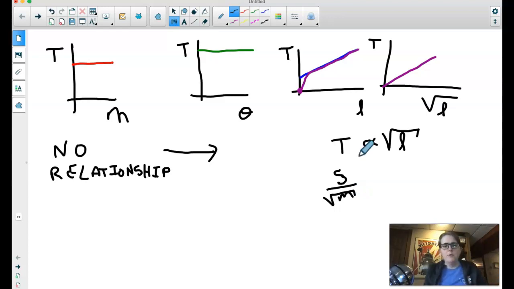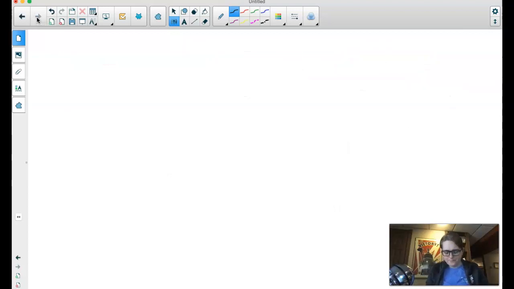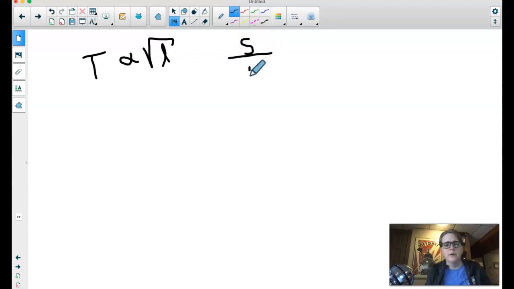So I want to think a little bit about those units and use those to try to get us a step closer to the actual equation. So when we have period is related to the square root of length, that means period is equal to whatever our slope is times the square root of the length. And that slope, again, has units of seconds over square root of meters.